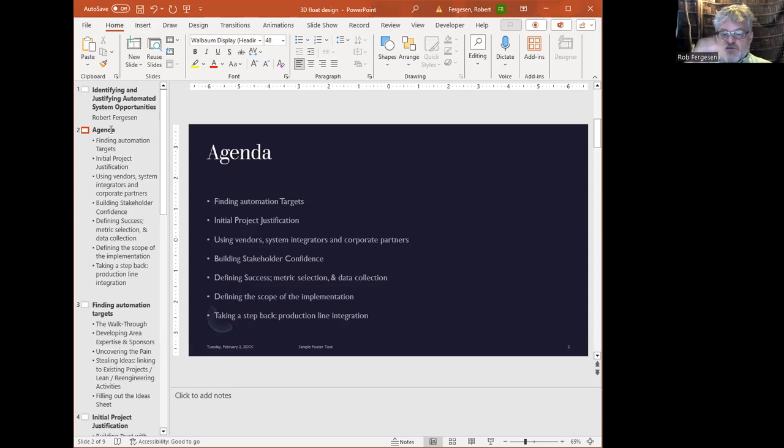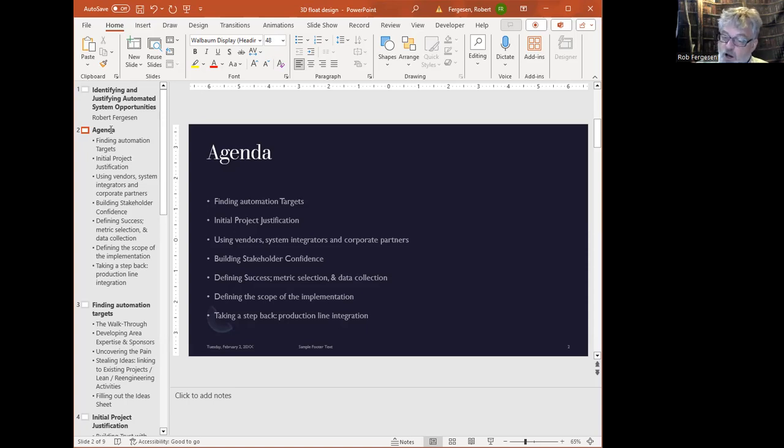You're not just sort of gilding a turd. You're not making one tiny point in the plant perfect, which will not have an effect on the overall production line because the production line is too stuck. So we're going to take a step back and check that. That's the final step. This is all part of the initial identification and justification process.